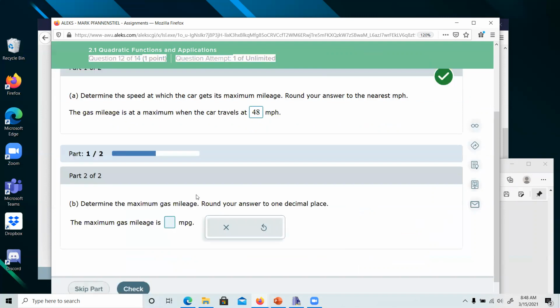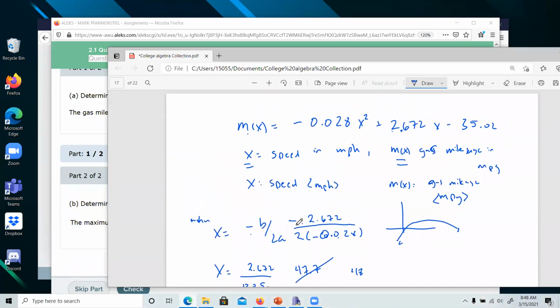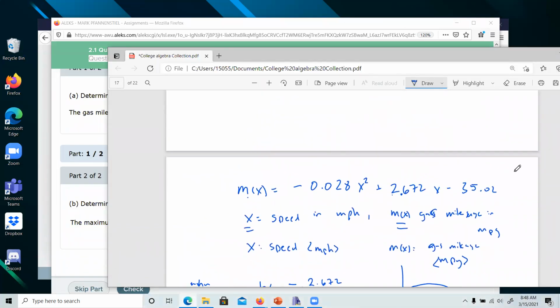Right. And now we move on to the next part. Determine the maximum gas mileage. So all they're asking us is, what's the X value for the vertex, and then what's going to be the mileage there? What's the Y value for the vertex? They're just asking us in a real-world context. So I would plug in 48 here.